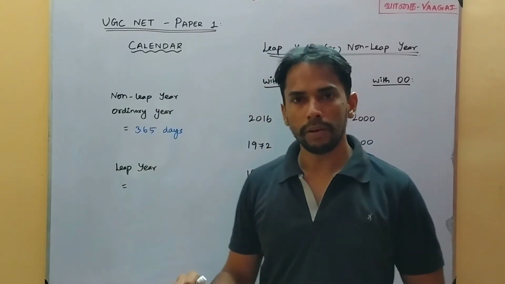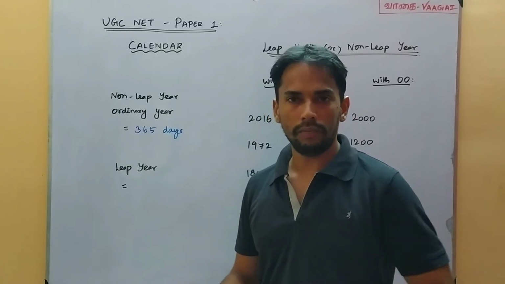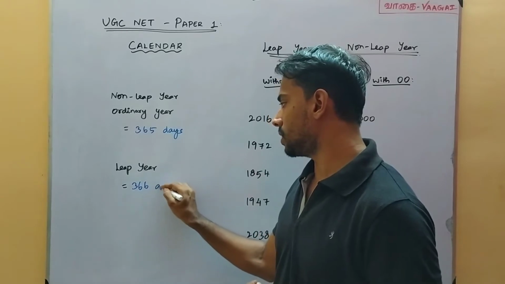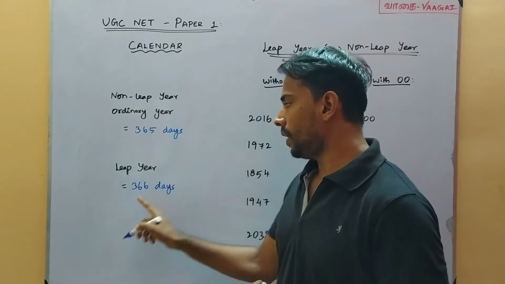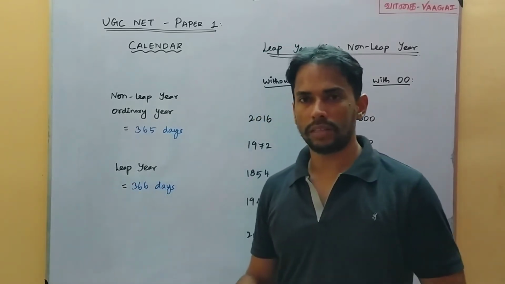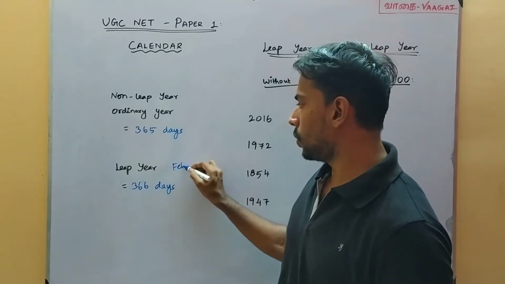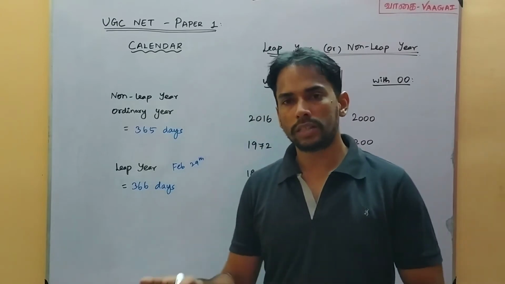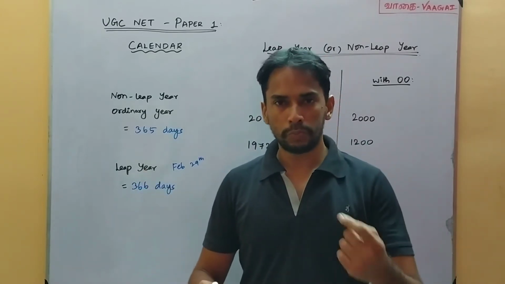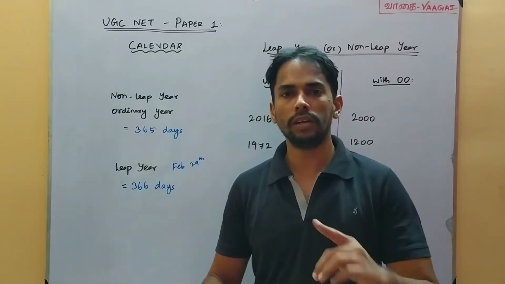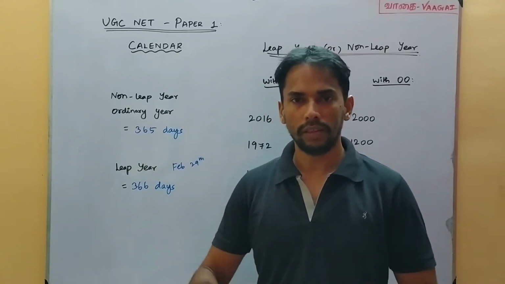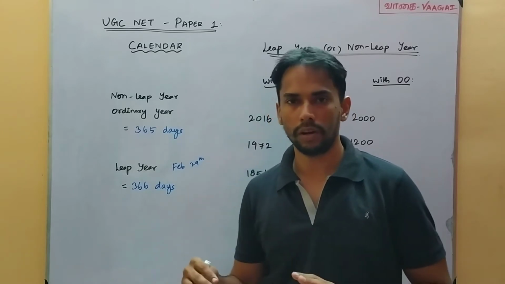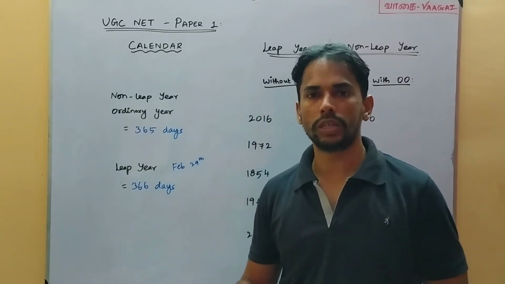But what do you mean by a leap year? A leap year will have an extra 1 day. That means a leap year will have 366 days. The one extra day we can see as February 29th. Right? So not all years will be leap years. We have some specific calculations to check whether a year is a leap year or not. With that we will conclude whether a given year is a leap year or a non-leap year. Okay, fine. That is what we are going to see now.